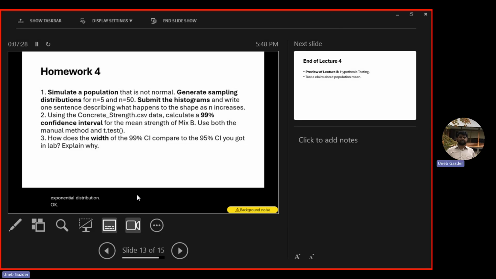You can even change the distribution. So that's exponential. You can use exponential, or you can use some other non-normal distribution. There are lots of them. And to answer this and this and this.